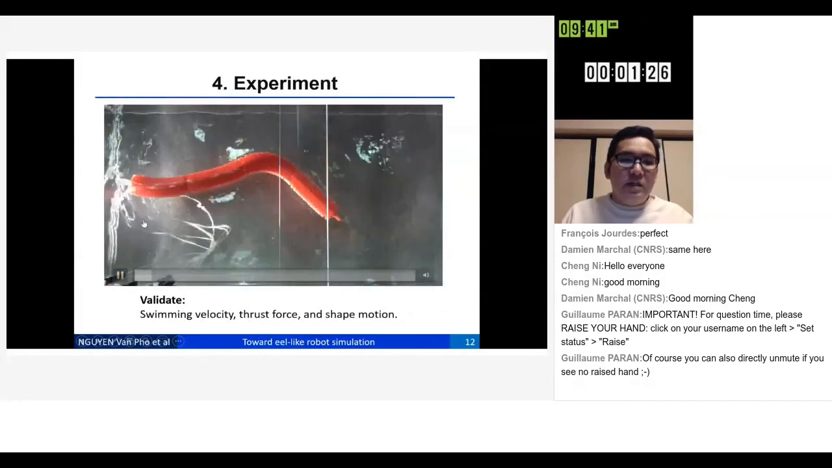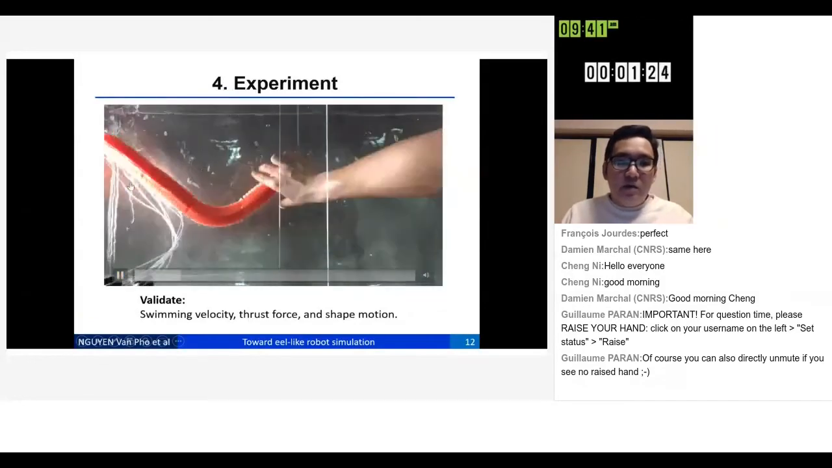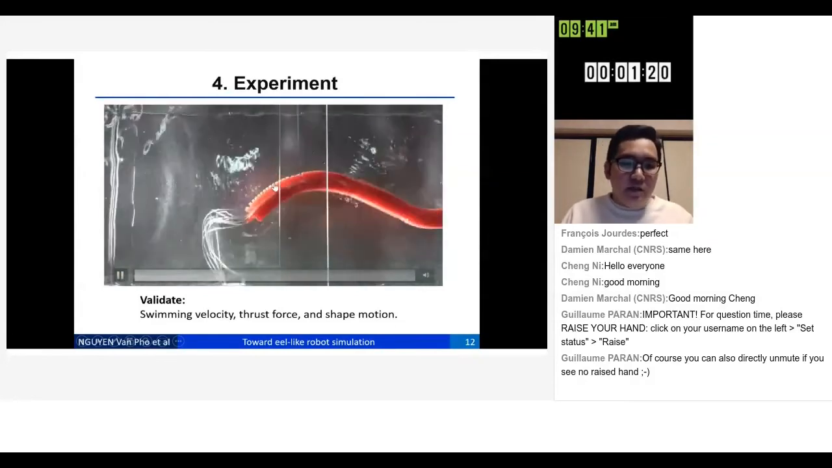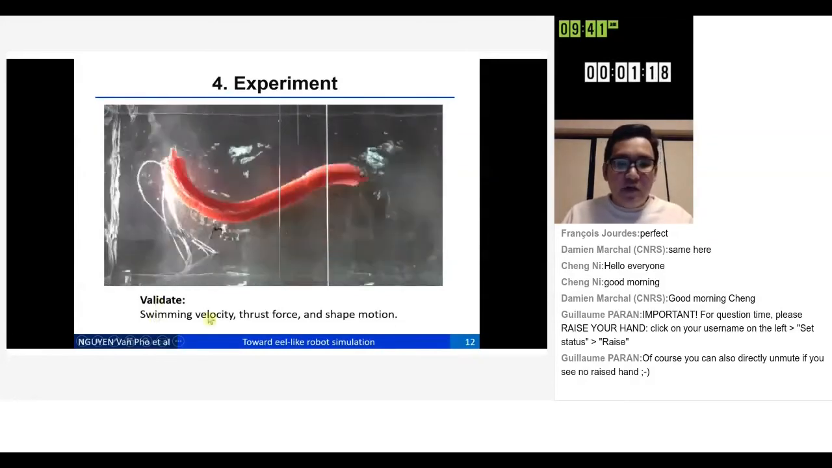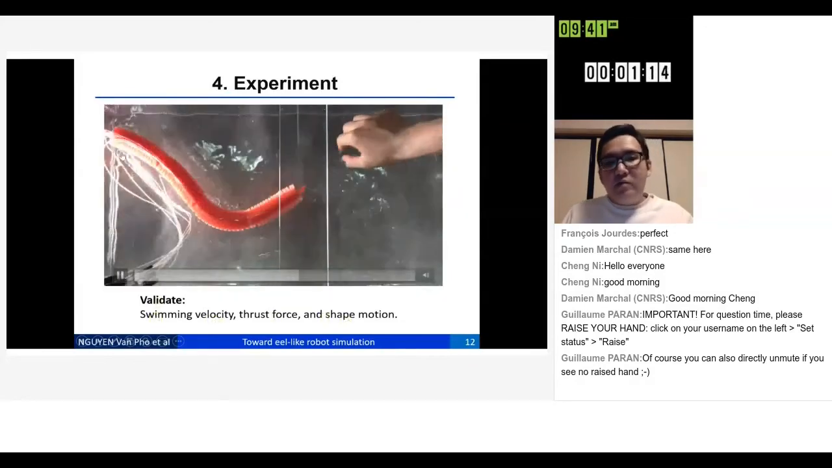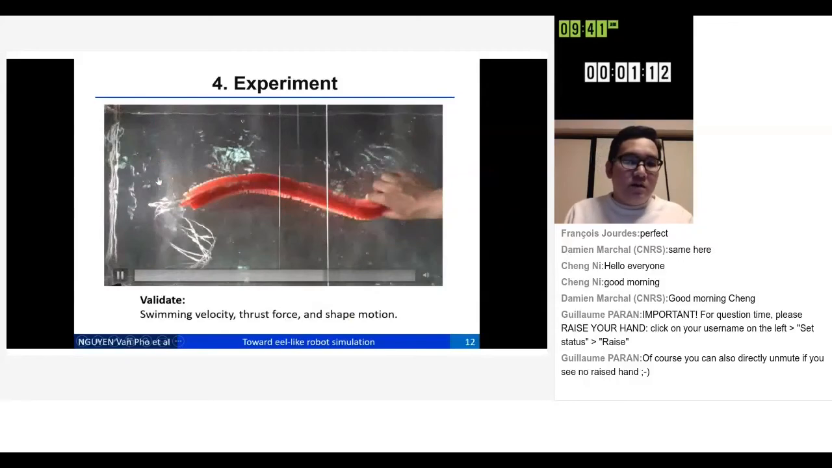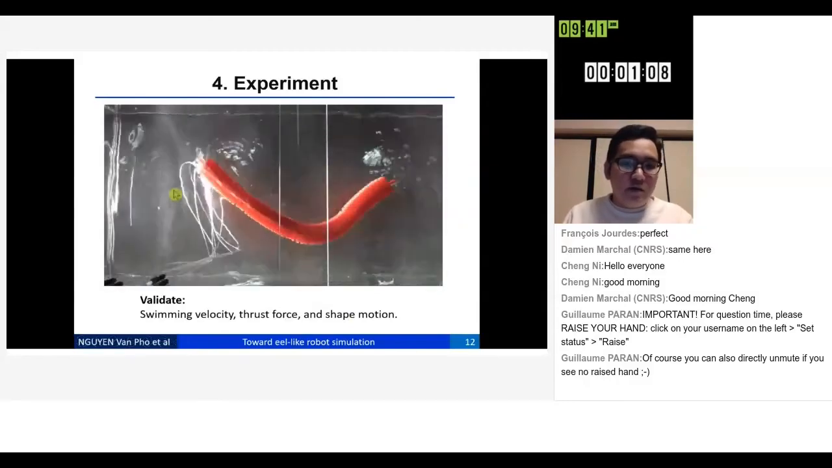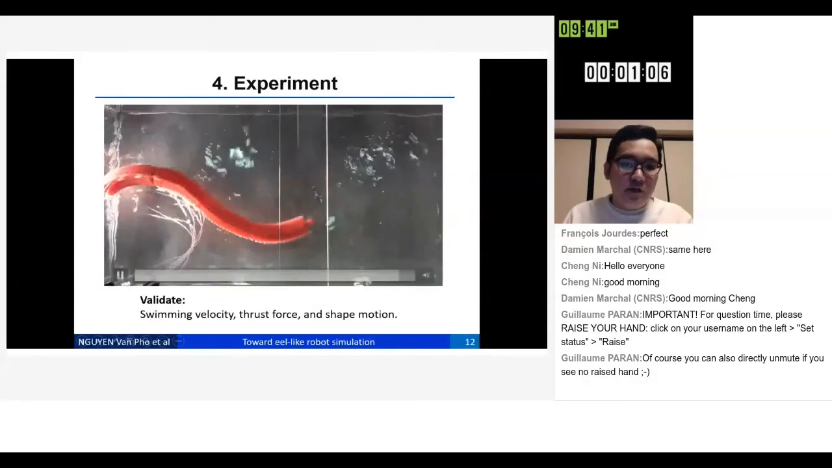And this is the experiment. We use it for validating the swimming velocity, thrust force, and shape motion of the eel-like robot. And we aim to finish our simulation in SOFA for using this model to get the validation.